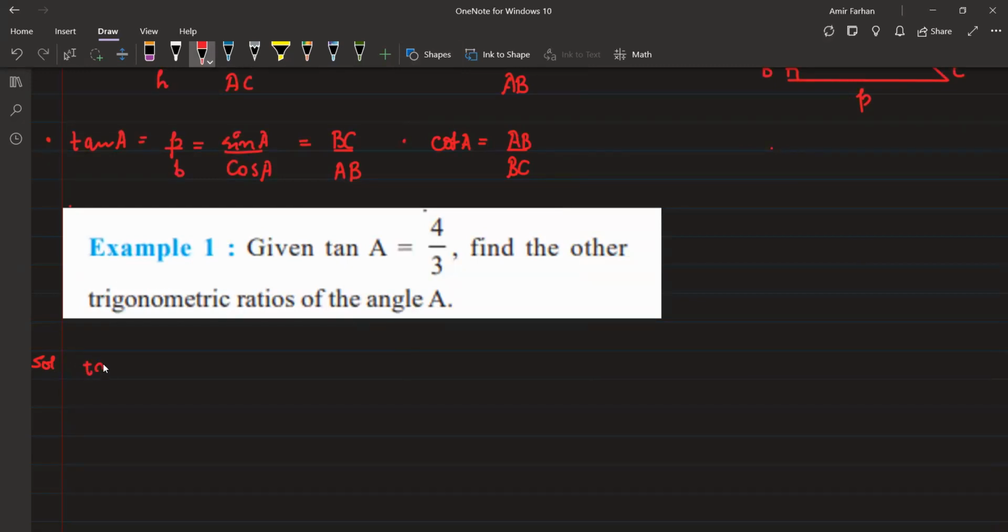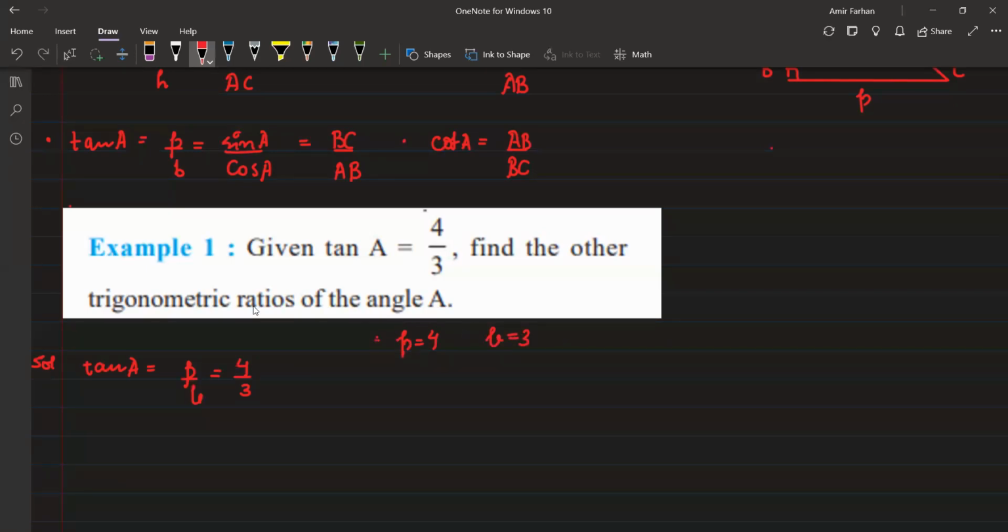So tan A, can anybody tell me what is the ratio of tan? Opposite by adjacent. Opposite by adjacent means perpendicular upon base. It is given equal to 4/3. It means that P is given as 4, and B is given as 3.